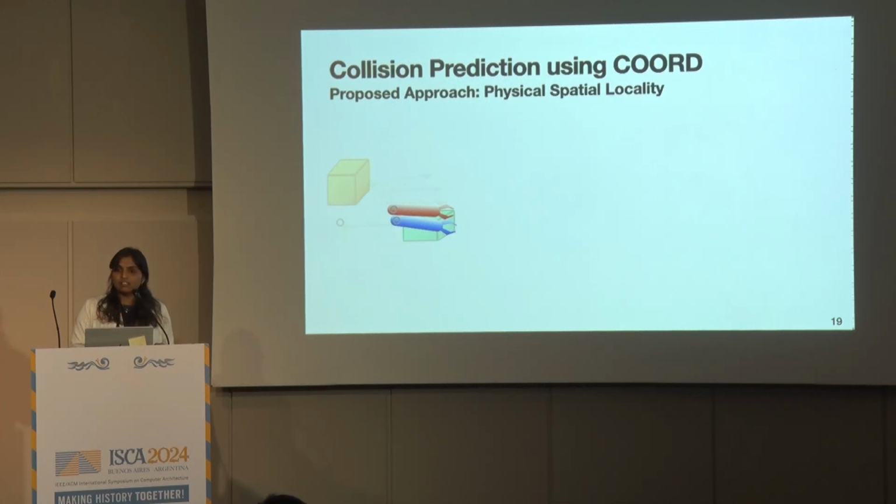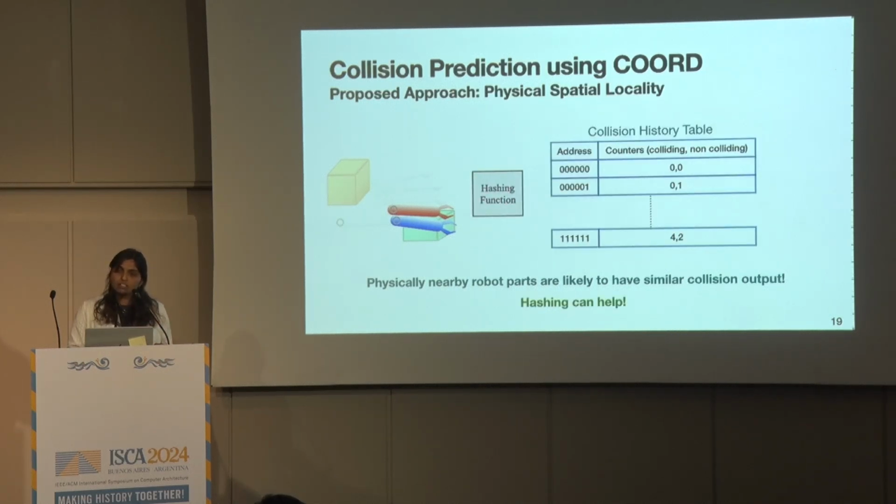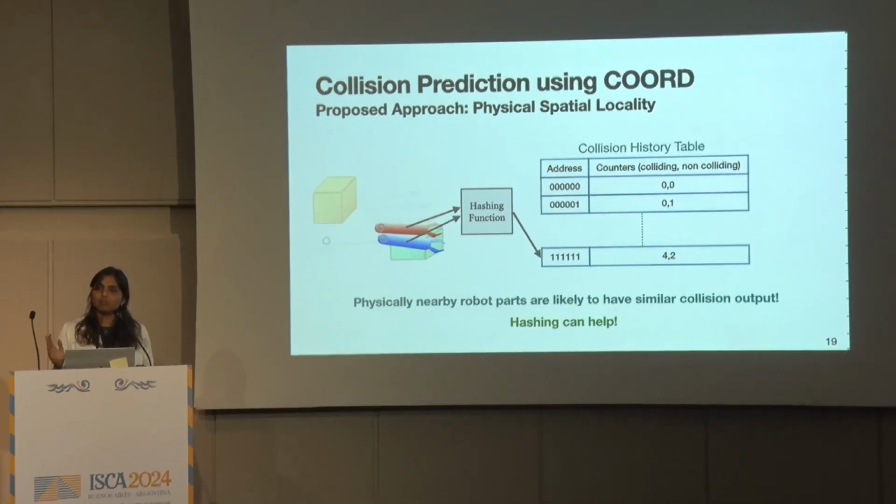And to solve this, we take advantage of physical spatial locality. The observation is very simple. Two physically nearby robot body parts are likely to have similar collision output, such as this blue and red link. So based on this, we propose to use a hashing function that maps such physically nearby links to the same entry in the collision history table.